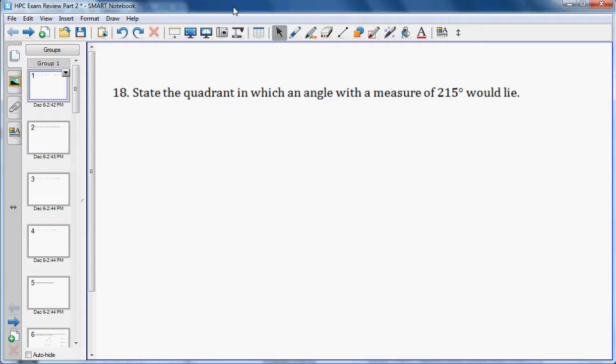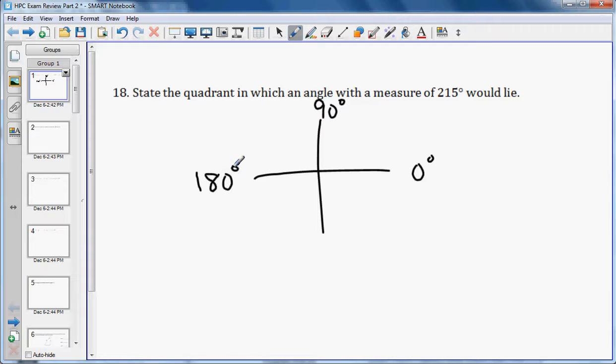And now we come to the trigonometry. So first it asks us to state the quadrant where we would find 215 degrees. One thing that may be helpful for you is to draw the coordinate plane just like this. And we're dealing with degrees, so we'll do 0 degrees, 90 degrees, 180 degrees, 270 degrees, and then 360. And this asks for 215, which is in this area because it's between 180 and 270.